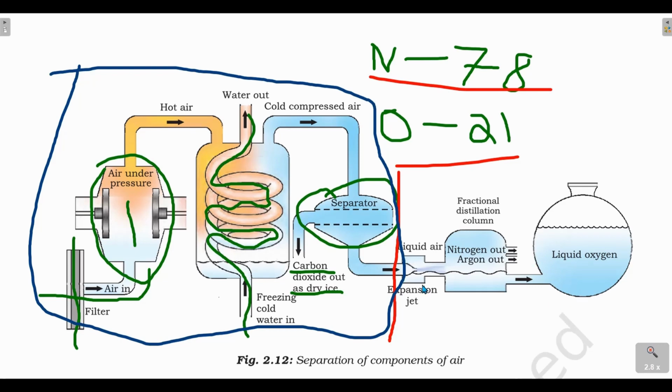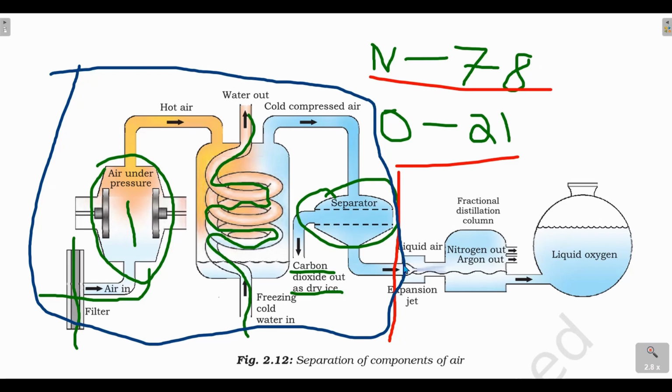Okay. So what action? When this liquid air is passing through this expansion jet, we know that the gaseous air is converted to liquid air by applying pressure. So we cannot keep it in an open place. This liquid air cannot be kept in an open place. It can only be stored in the cylinder. When it is kept open, it will be converted to gaseous again as the pressure decreases.